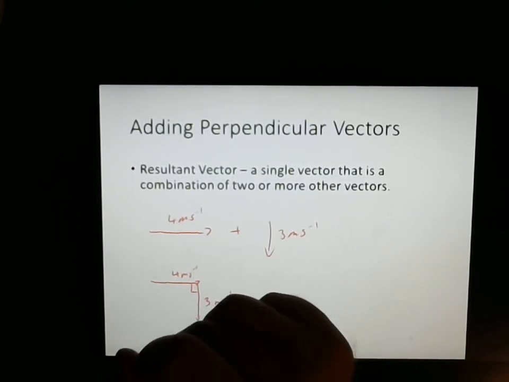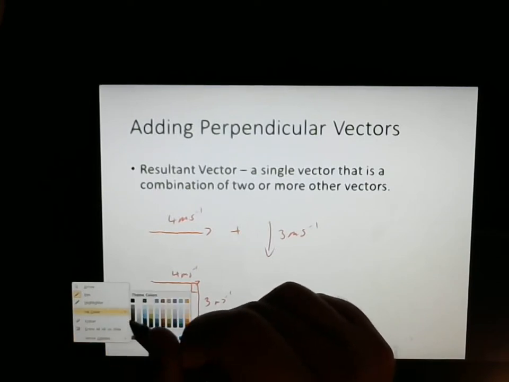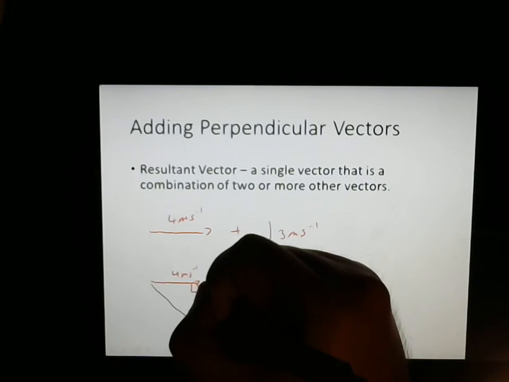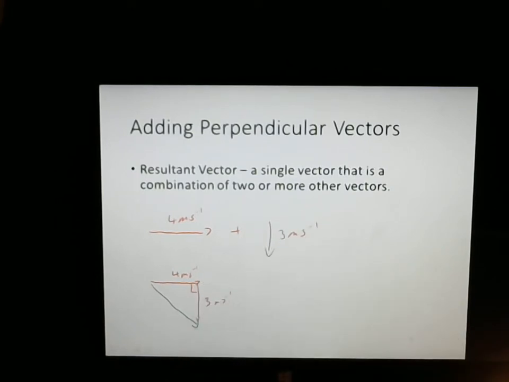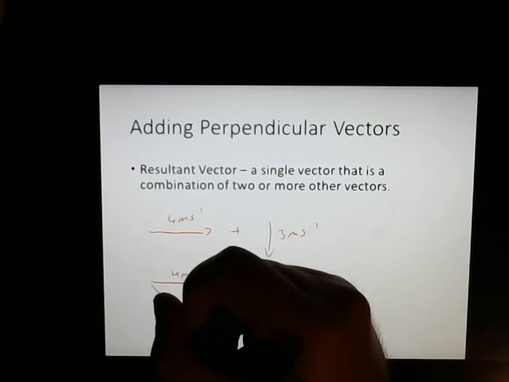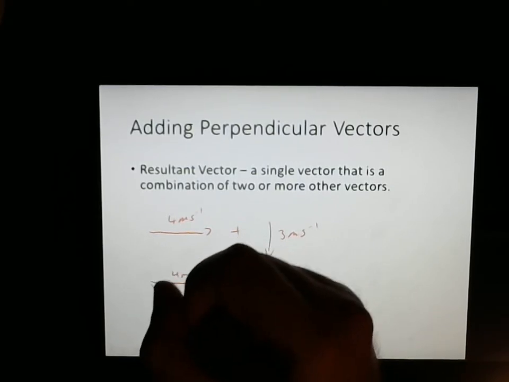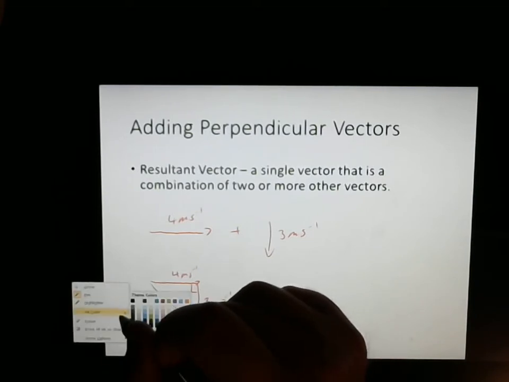And remember, our resultant vector is always, and I'll do this in a different color, our resultant vector is always start to finish. Now looking at this shape, about now you should be going, there's my Pythagoras theorem. There's our resultant vector, we'll call this V for our unknown. We need to work out what that is. Now, when we work this out, we use our Pythagoras theorem.